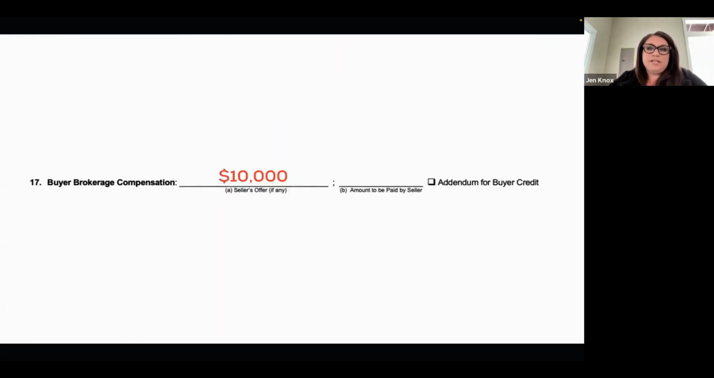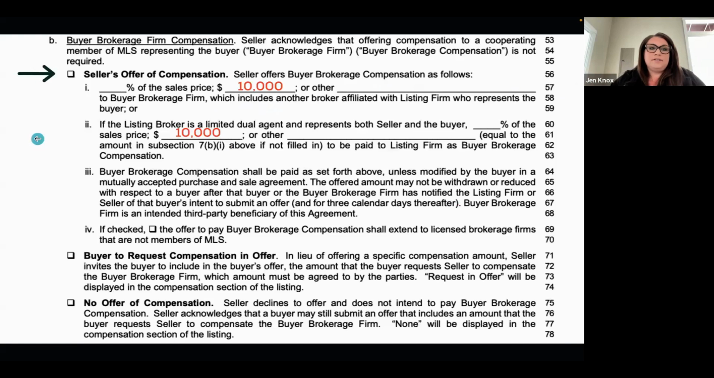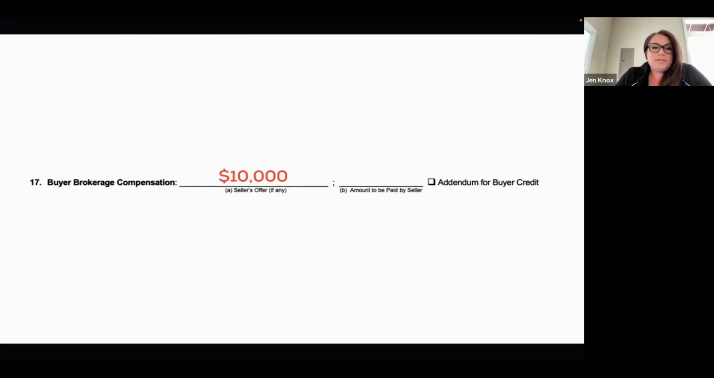Buyer broker compensation, if just coming to the table from another person, not you, this is not a limited dual agent situation. So when your seller offers $10,000 and you go to write up the purchase and sale agreement, the Northwest MLS will reflect the $10,000. So on the purchase and sale on line 17A, it would get filled in for the offer of compensation that that seller has said that they would offer any buyer that came.